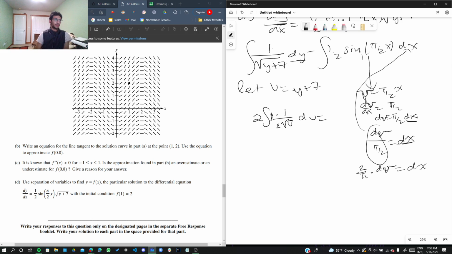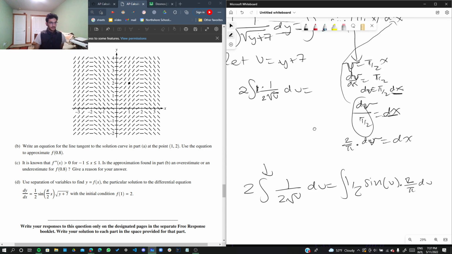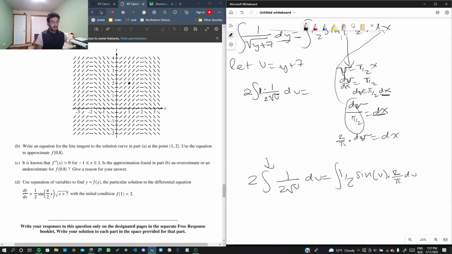So now what we're going to do, these are equal to each other. We have this left-hand side already. 1 over 2 root u du is equal to 1/2 sine v. It's going to be sine of v. And then we have this 2 over pi dv. And how I figured that out was just by taking the derivative and then finding what dx was. There's two ways. Otherwise you could have just done whatever I did. I just multiply by pi on the inside and you divide by pi on the outside, and you get the same result regardless. But anyways, the integral of 1 over 2 root u is root u.